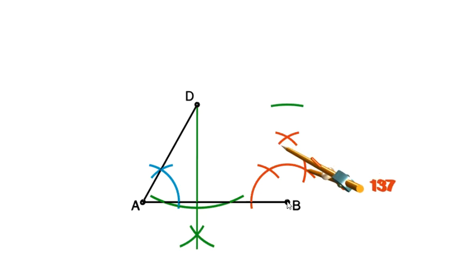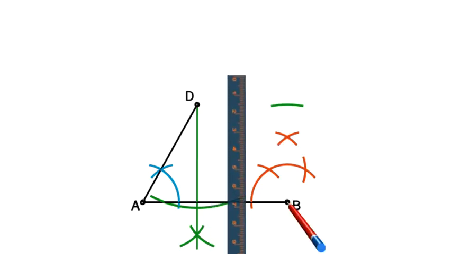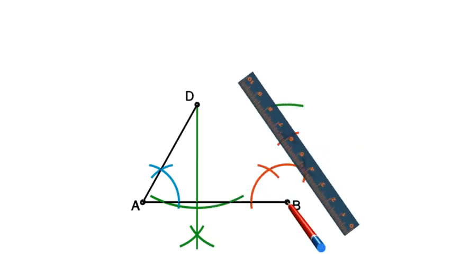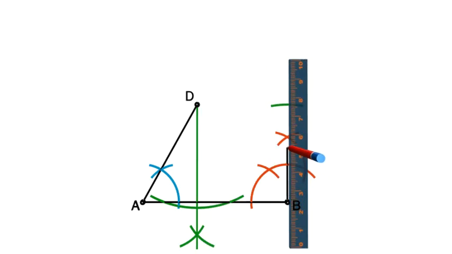So I'm going to draw a line from B up through where these 2 arcs intersect, and I'm going to stop it at this green arc here. Anywhere it stops at the green arc, that is the point C. So I draw my line up to the green arc, and that is the point C.